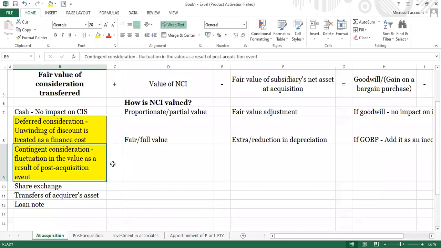So on the date of acquisition, IFRS 3 would have required me to value that contingent consideration at fair value. But as time goes on, that fair value may fluctuate as a result of things that happen after the acquisition date, for example, stuff relating to the profit target. If events after the acquisition date affect the fair value, that fluctuation in fair value will be taken to the profit or loss account.